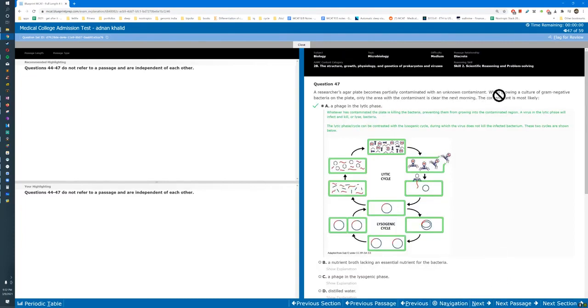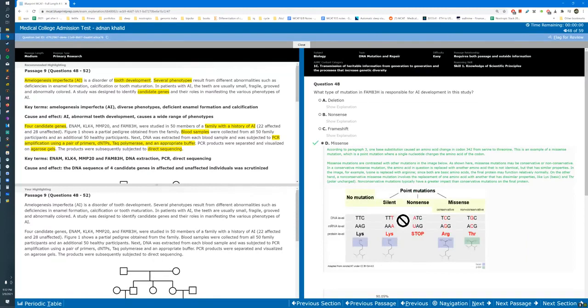So some plate is growing some bacteria, and some area that's been contaminated is clear, so the bacteria is gone. So it's a phage in the lytic phase, and you should know the lysogenic and lytic cycles. You need to know that stuff.